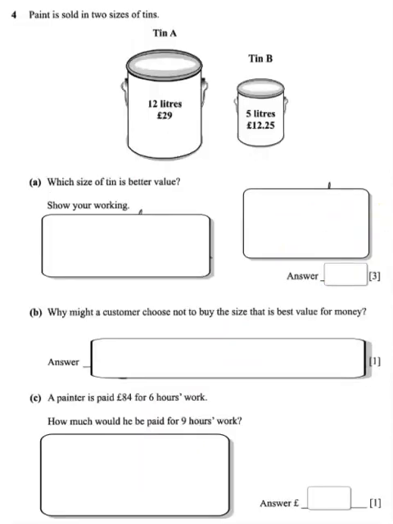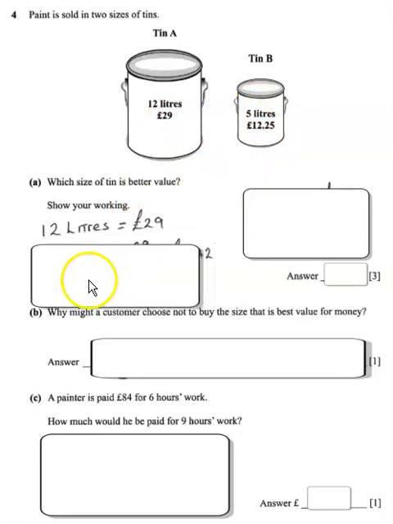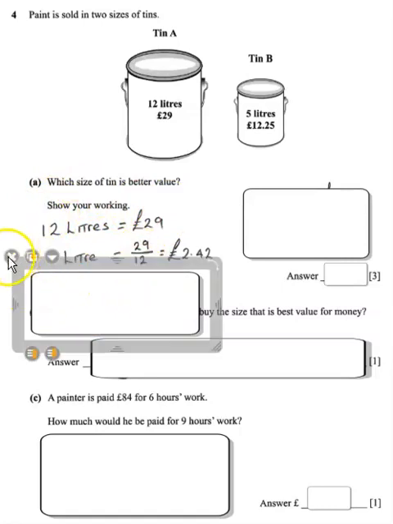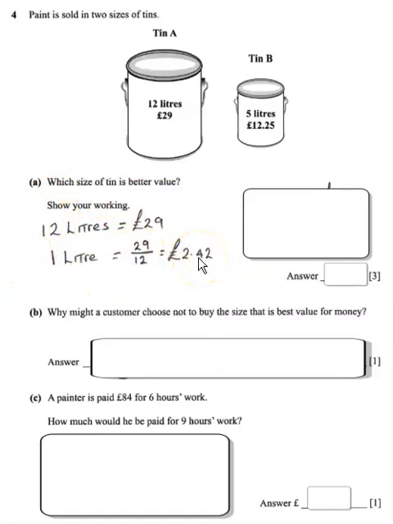So question 4, it says paint is sold in 2 sizes of tins, tin A and tin B, which is 12 litres. For 12 litres it's £29, and for 5 litres it's £12.25. Which size of tin is better value? The first thing we do is look for what it would cost for 1 litre. So 12 litres is 29, so for 1 litre it's 29 divided by 12, which is £2.42.